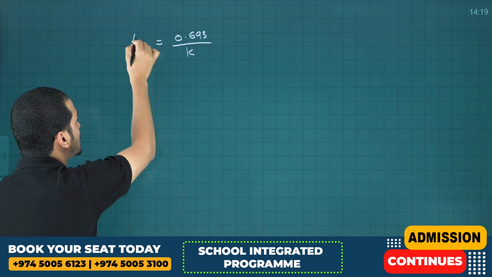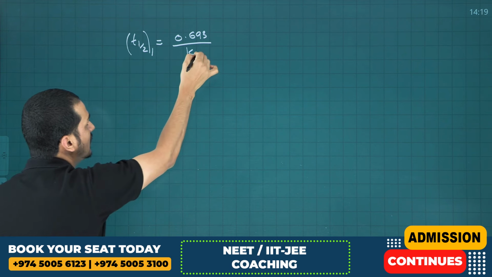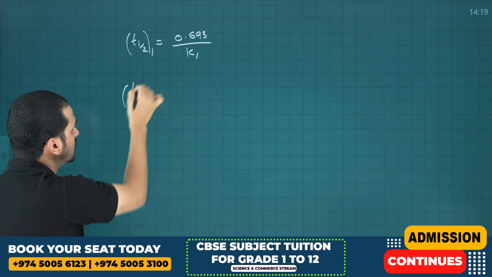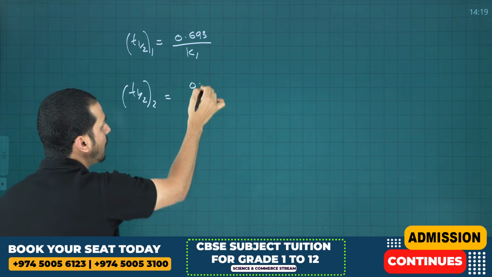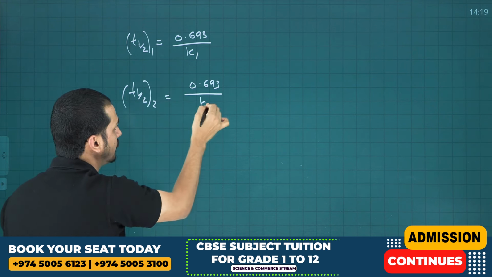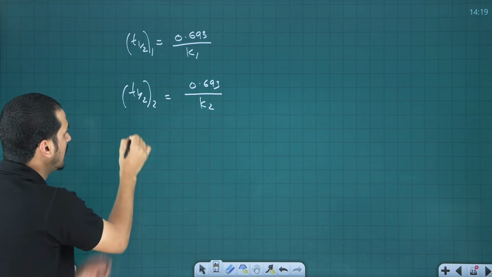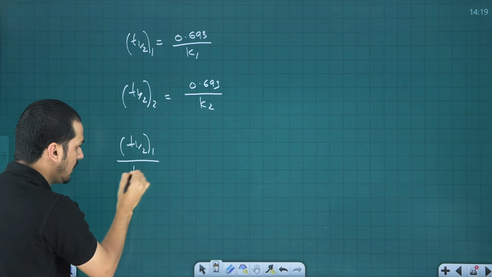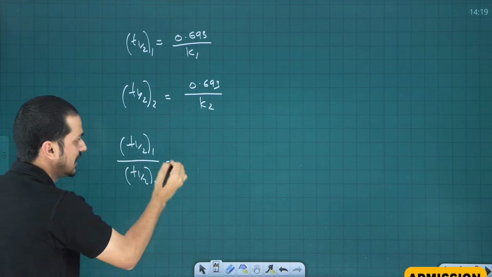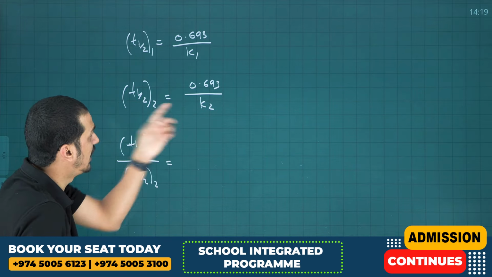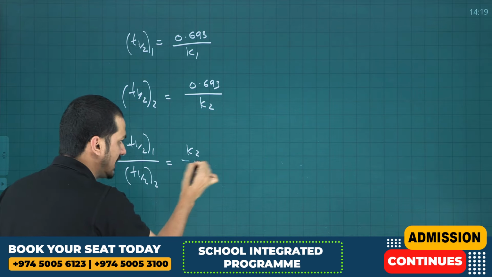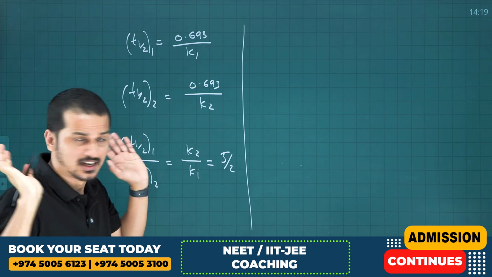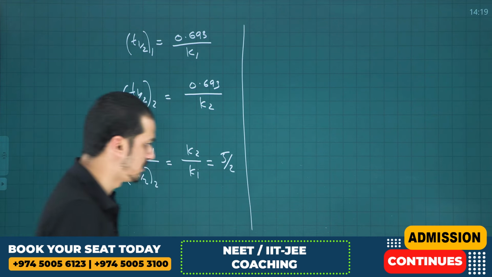So for the first reaction, I am writing T half 1, this will be 0.693 by K1. Second one, T half 2, that is 0.693 by K2. Now that ratio they gave, T half 1 divided by T half 2, those 2 reactions' T half I am dividing. So that becomes K2 by K1, and that value equals 5 by 2 as given. Clear? So K2 by K1 is equal to 5 by 2.